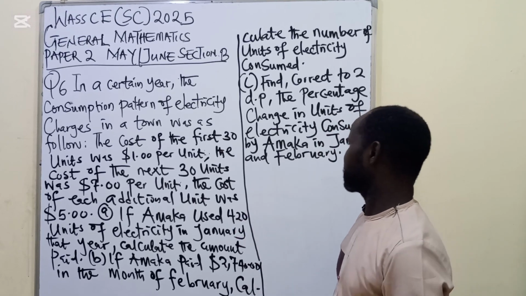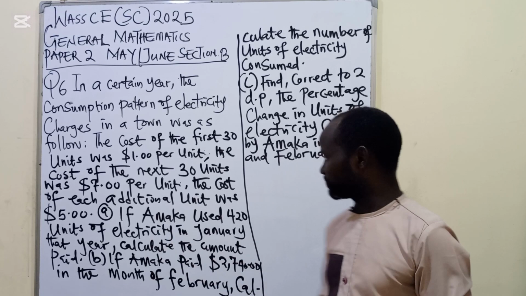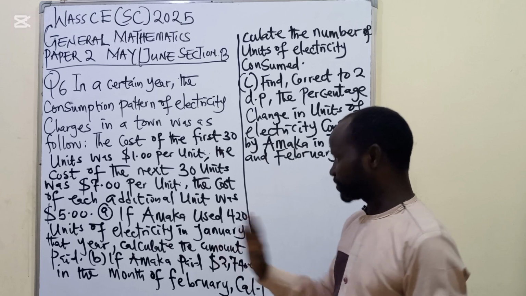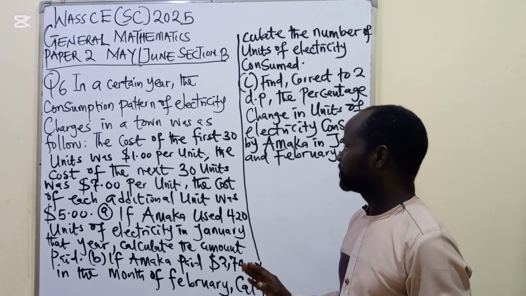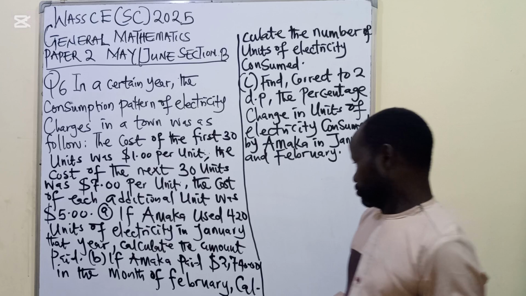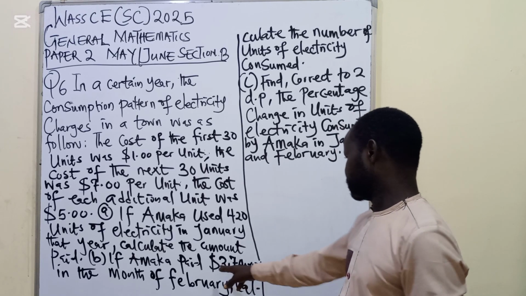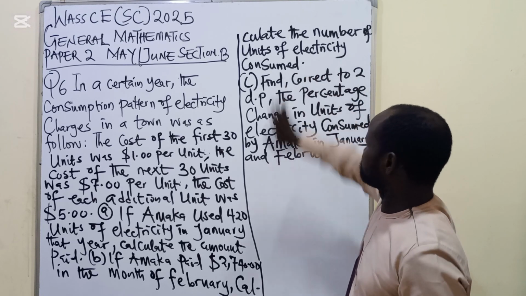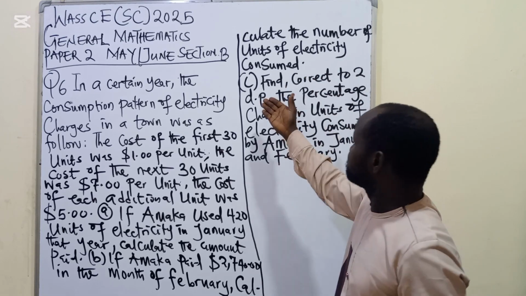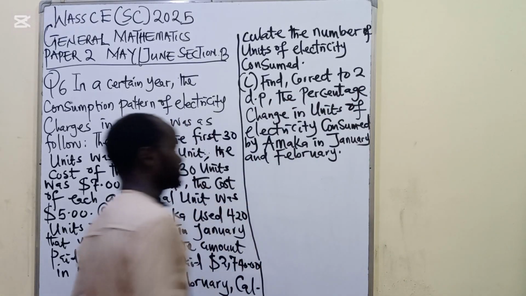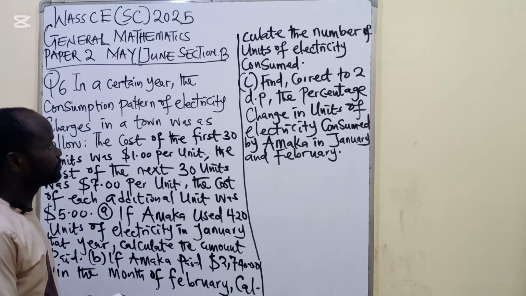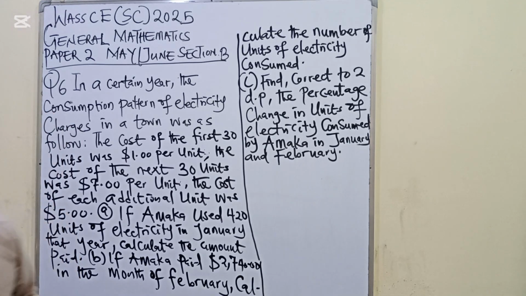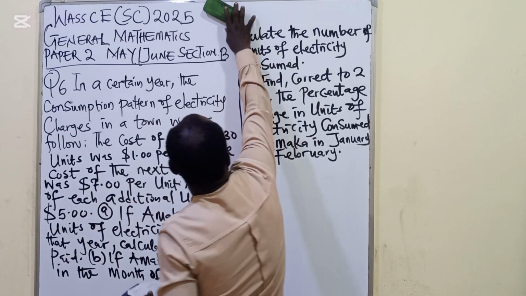Question A, if Amaka used 420 units of electricity in January that year, we are asked to calculate the amount paid. B, if Amaka paid $2,740 in the month of February, we are asked to calculate the number of units of electricity consumed by Amaka. C, we are asked to find, correct to two decimal places, the percentage change in units of electricity consumed by Amaka in January and February. Let's look at how we can analyze this question.